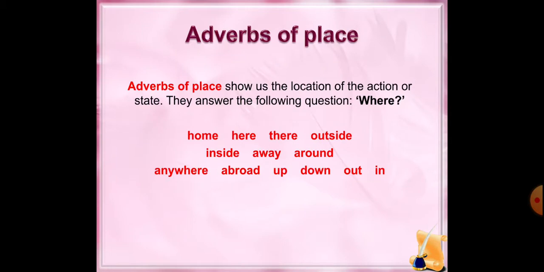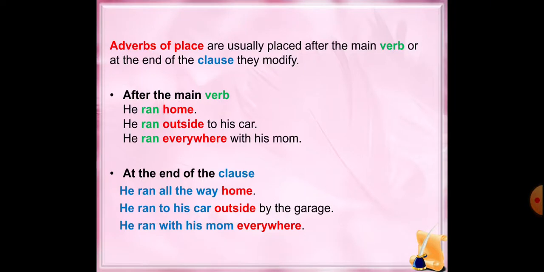Adverbs of place. Adverbs of place show us the location of an action or a state. They answer the following question: where? Here, there, inside, away, anywhere, abroad, and so on. Adverbs of place are usually placed after the main verb or at the end of the clause they modify.